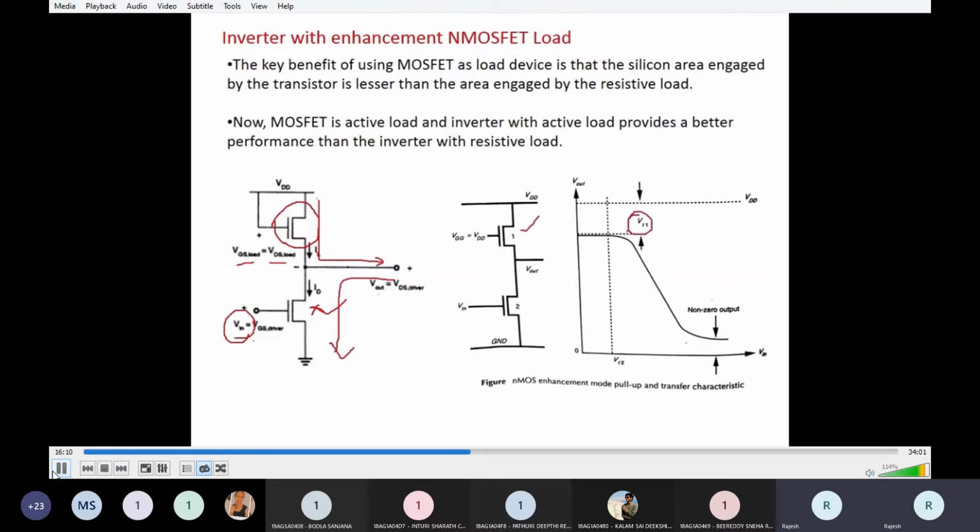That much amount of drop is there, that's why we are not getting high output. We are not getting strong 1. For high input, we are getting non-zero output. It is not exactly 0, that is, we are getting weak 0. So in this, what is the disadvantage? We are getting weak 1 and weak 0.